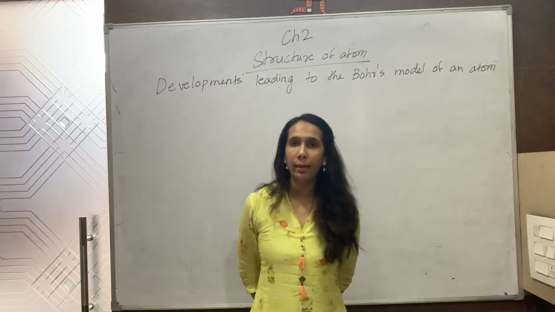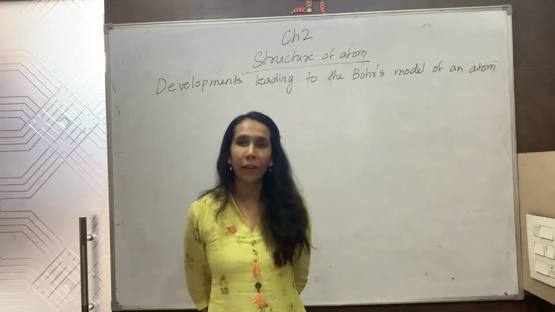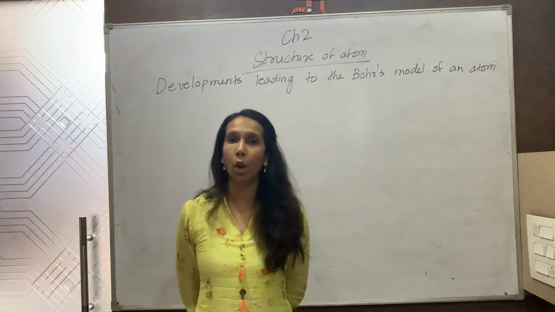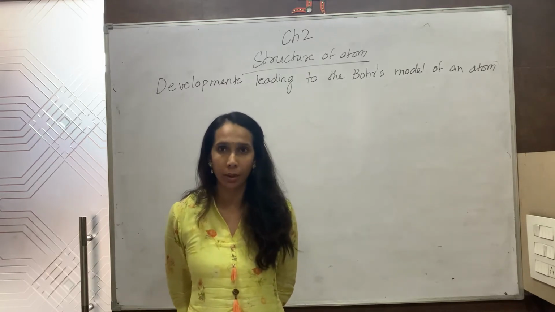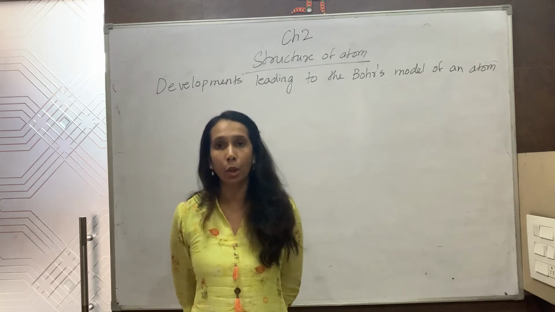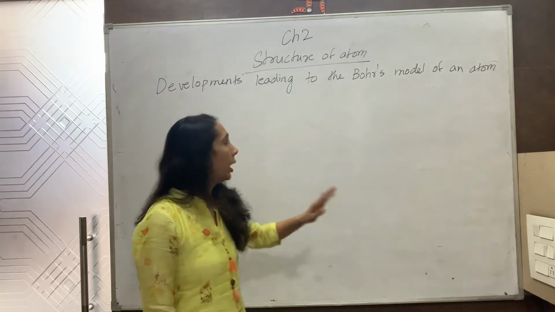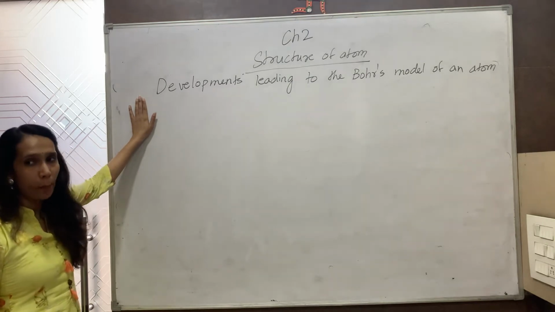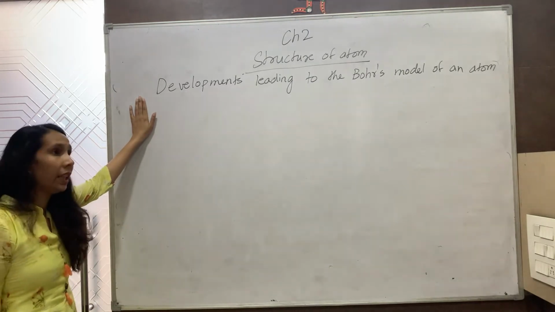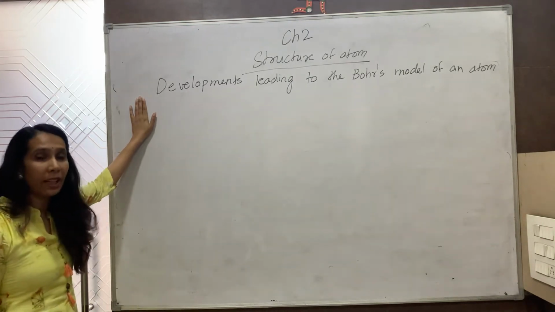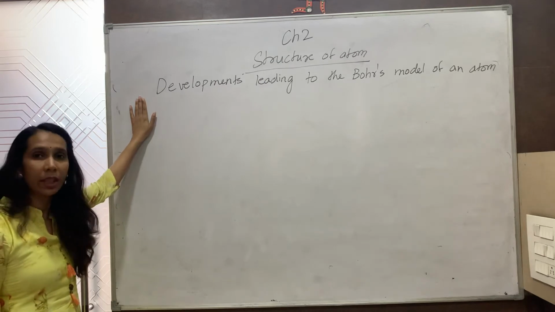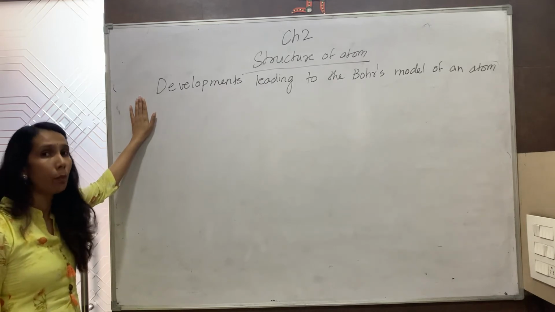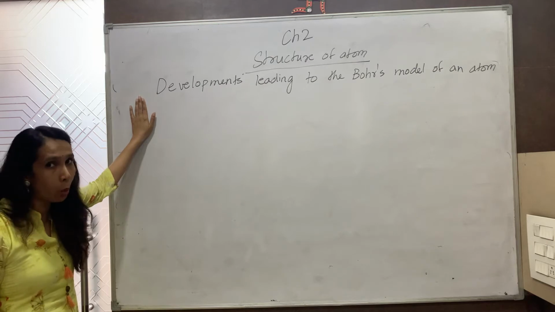Good morning, students. In the chapter Structure of Atom, last time we have done with atomic numbers and mass numbers, isotopes, isobars and isotones. Now, we are done with Rutherford's model and the drawbacks of Rutherford's model. After Rutherford's model of an atom, the next model that was given was Bohr's model, given by Niels Bohr.